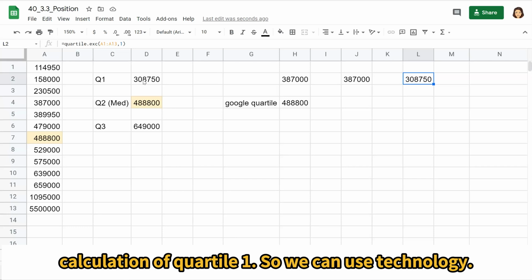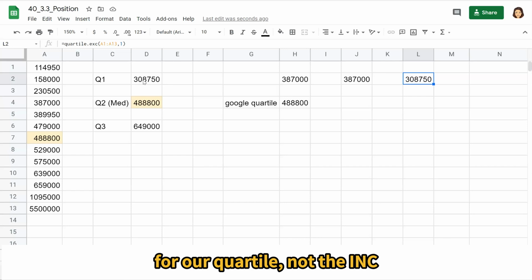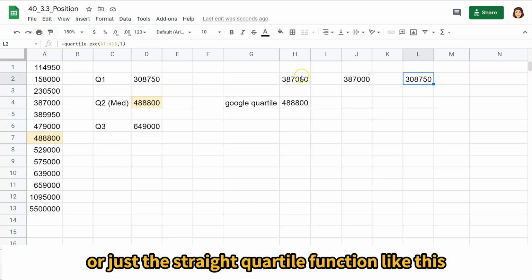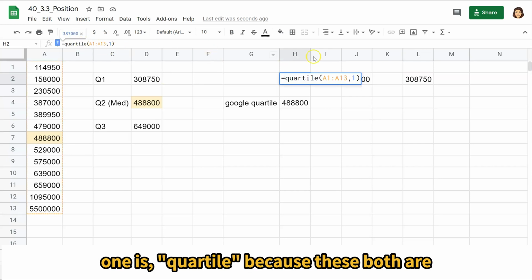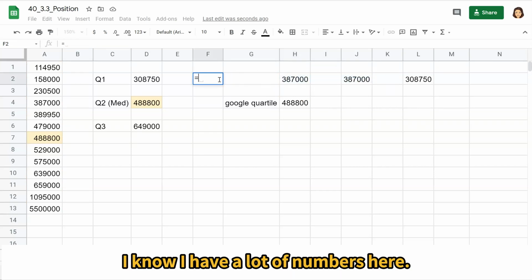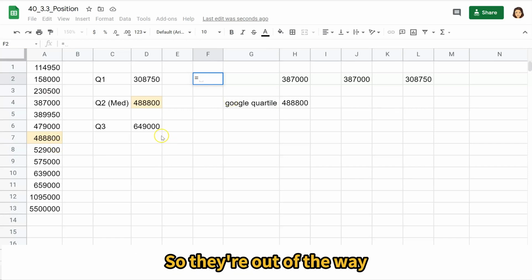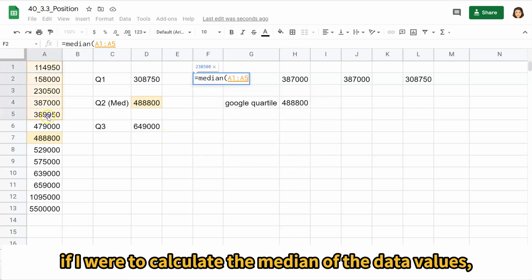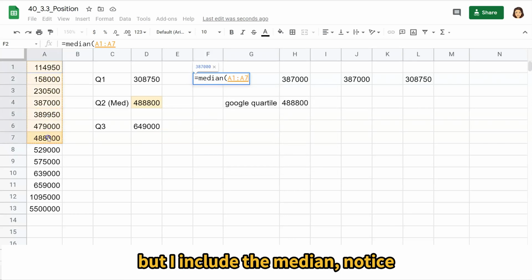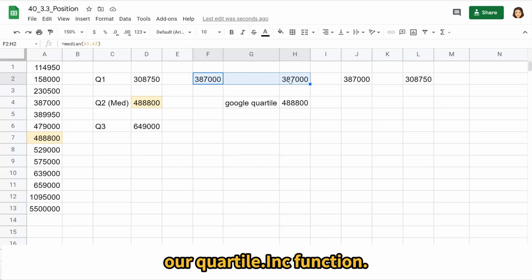So we can use technology, we just have to make sure that we use the exc function for our quartile, not the inc or just the straight quartile function like this one is, because these both are including the median in that calculation. It would be like this. And I know I have a lot of numbers here, I'm going to delete quite a few of them, or move them over so they're out of the way. If I were to calculate the median of the data values, but I include the median, notice we did not do this by hand, but if I do this, there's the match to our quartile.inc function.